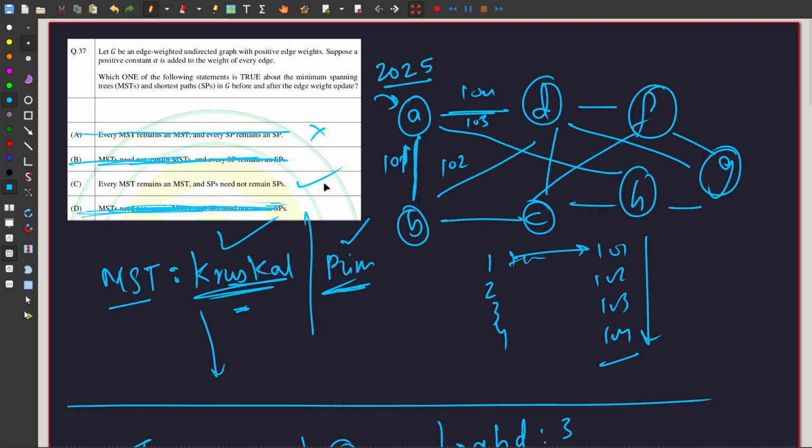It was a beautiful question. I really have been thinking about this question quite a bit. It made me really enjoy algorithms and graphs in general. So yeah, that was about it.